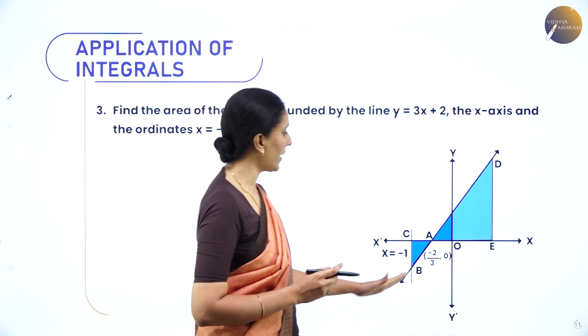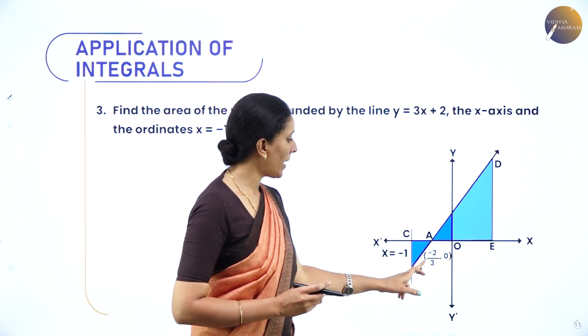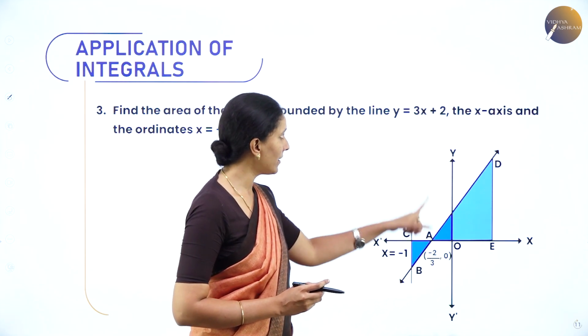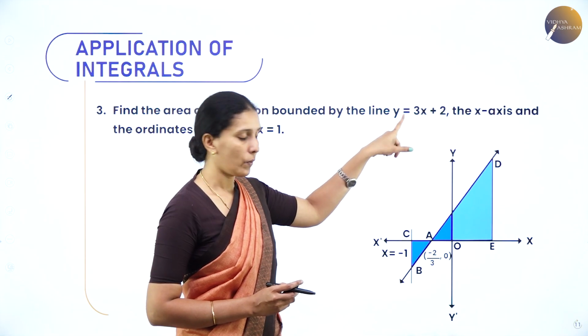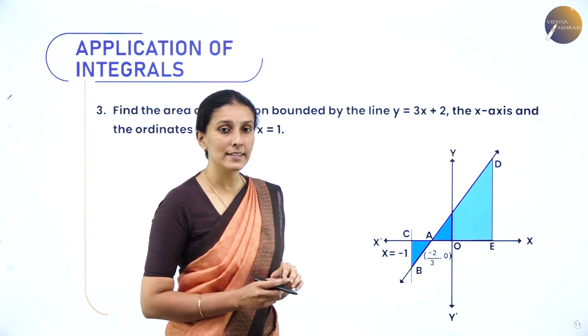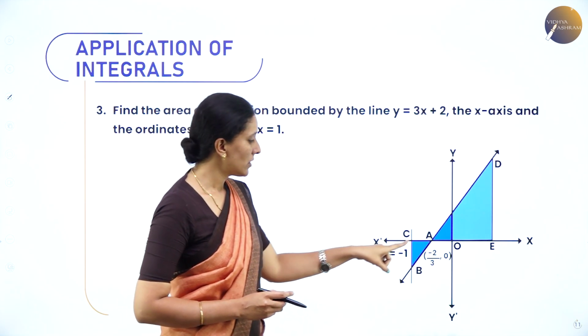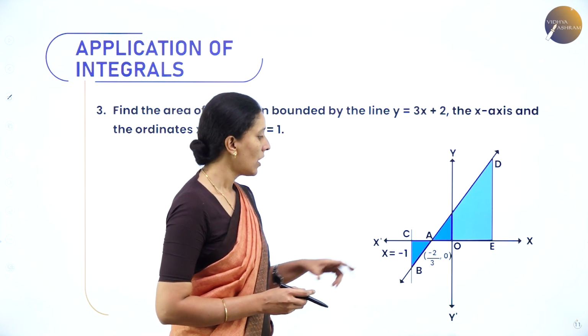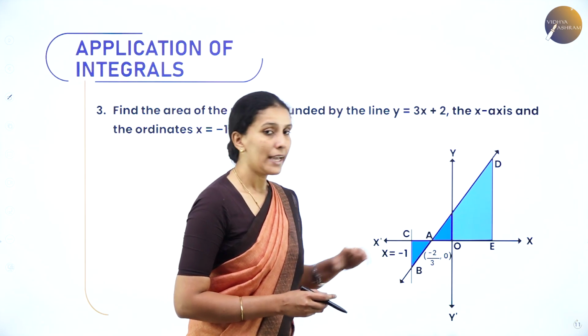So we have a straight line which is passing through the point minus 2 by 3 comma 0. How will we get this? Just by converting this equation. If you put y is equal to 0, then we'll get x is equal to minus 2 by 3. So that is the intersection of this line with the x-axis.